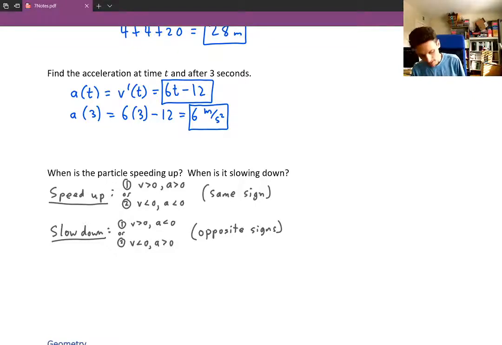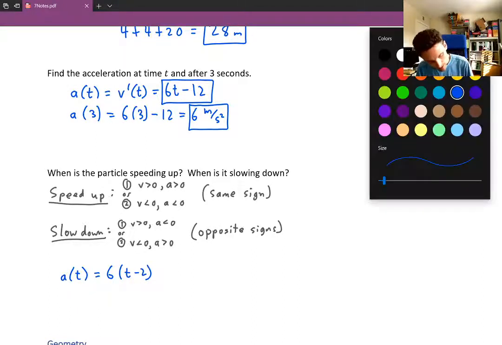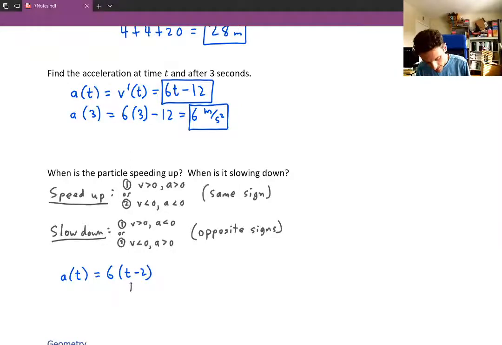Just for reference, I'm going to write down acceleration here in a factored version. So we can factor out the 6 from acceleration. It was 6t minus 12, so factor out a 6, and we have t minus 2. And I'm going to write down the t value where acceleration might change signs. That's t equals 2. That's where acceleration is equal to 0, which is right on the boundary between positive and negative numbers.